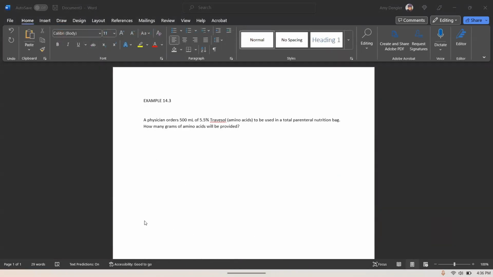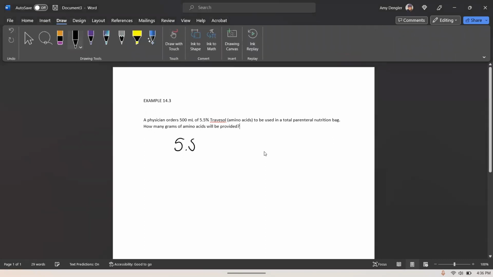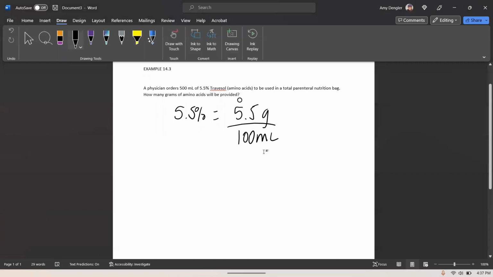A physician orders 500 ml of 5.5% Travasol, which is amino acids, to be used in a total parenteral nutrition bag. How many grams of amino acids will be provided? So we have that percentage of 5.5%. We have weight and volume in the problem, so we know that this is going to be 5.5 grams over 100 ml.